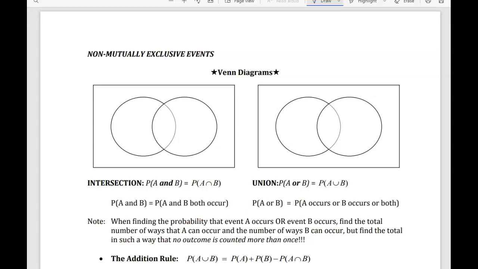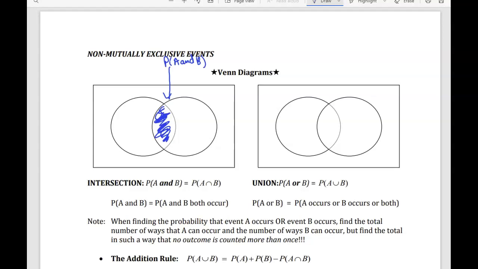And so when we look at the probability of A and B, two events happening, we're looking at where they intersect. And so that's this part right here. This part right here is the probability of A and B happening. They both have to occur.